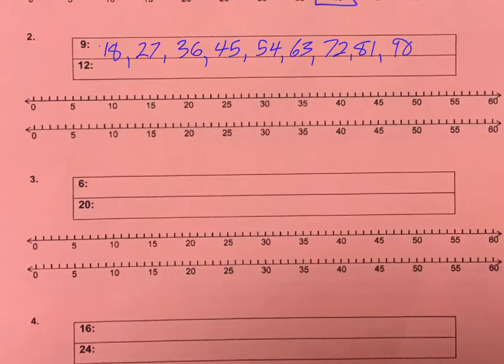Okay, so doing the 12s, we've got 24, 36, 48, 60. 6 times 12 is 72. 7 times 12 is 84. 8 times 12 is 96. The next one is 108. Then we got 120. Let's stop there for now.